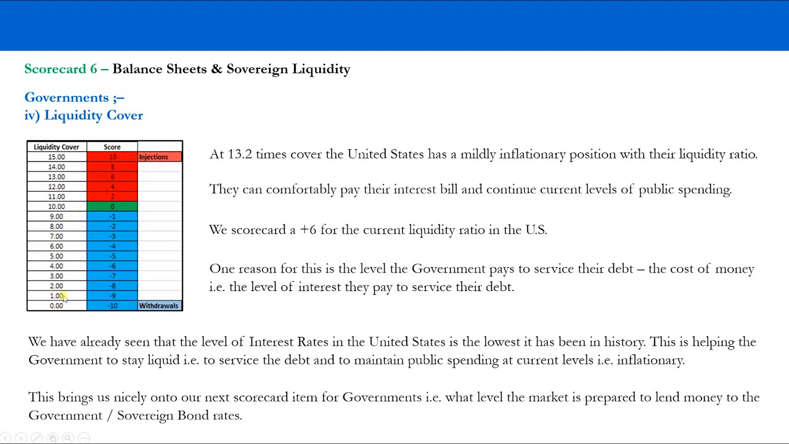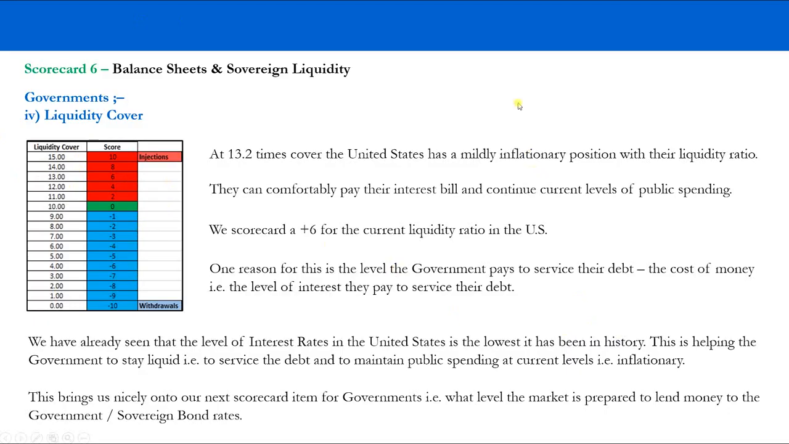And a 0 or 1 provides a very, very deflationary situation because everything that's coming in is going straight back out. And the US is currently at 13.2 times cover, which means they have a mildly inflationary position when compared to history, when we compare the current liquidity ratio to past liquidity ratios and the range that the US has put in historically for that liquidity ratio. So what we can deduce here is that objectively, the US government can comfortably pay their interest bill and continue current levels of public spending. We're therefore going to scorecard this around a +6 for the current liquidity ratio in the United States.